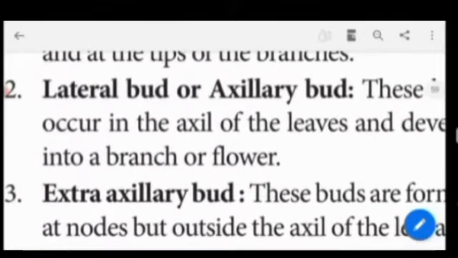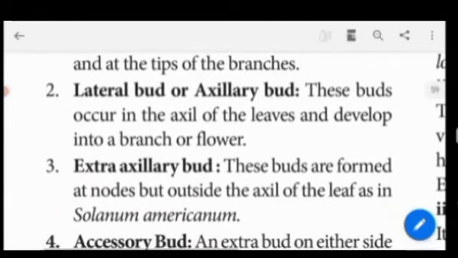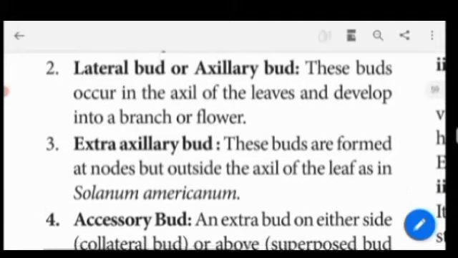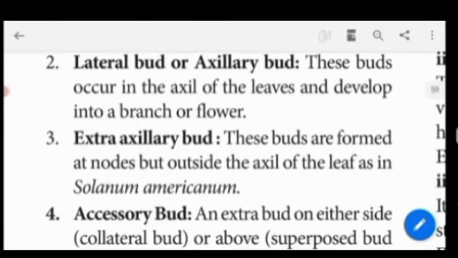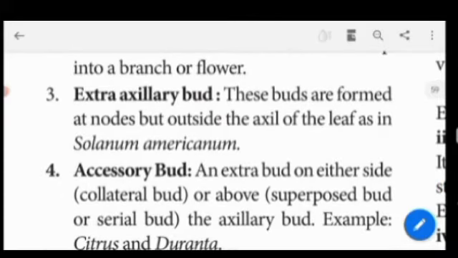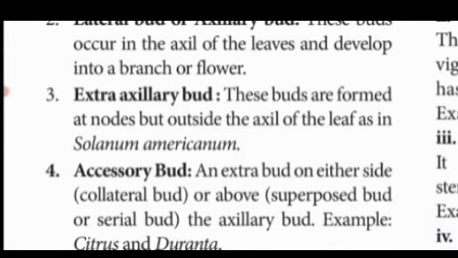Extra axillary bud. In extra axillary buds, these buds are formed at nodes but outside the axil of the leaf, as in Solanum americanum. So extra axillary buds are formed at the nodes, but they are seen outside the axil of the leaf.